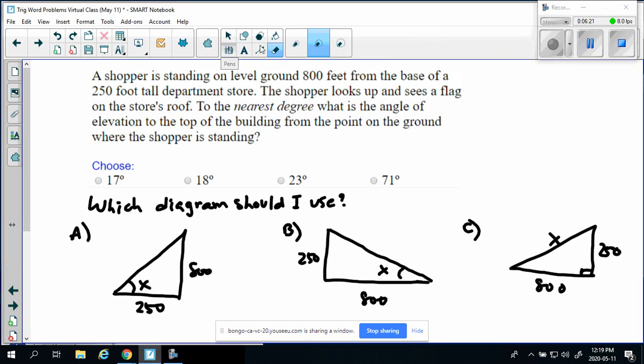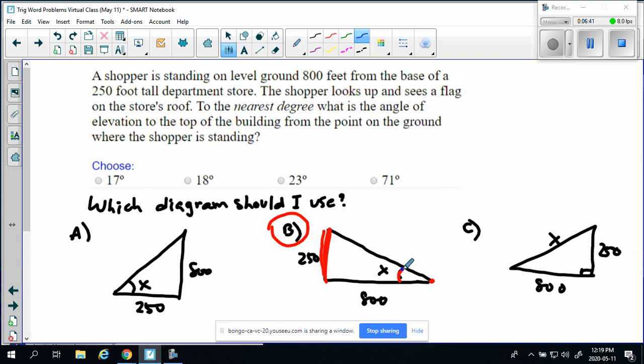So the diagram that the majority of students chose was this one here. Because this is the store. You are standing here, 800 meters away, and then you raise your eyes by a certain degree. Now, if it was a multiple choice question, you could just plug in all these for x to see. But if it was not multiple choice, you would have to decide.